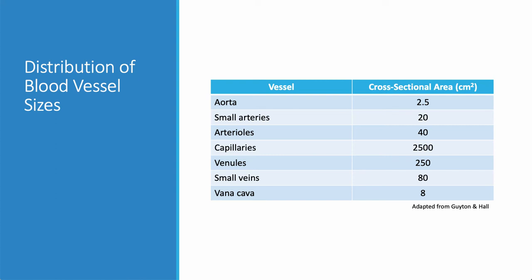You can see that the effective cross-sectional area of the aorta is 2.5 centimeters. But look at the effective cross-sectional area of the capillaries. When you add up all the capillaries together, they have a cross-sectional area of 2,500 square centimeters. It's a huge area, right? The other relative sizes are listed here, but the capillaries contain the majority of the blood.